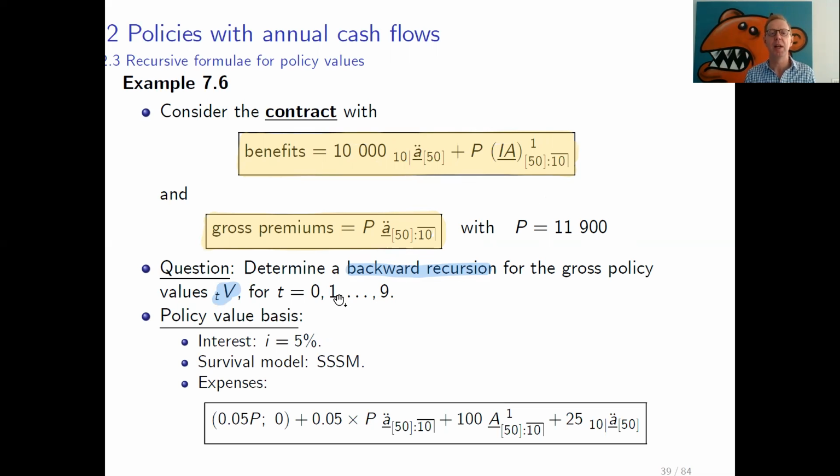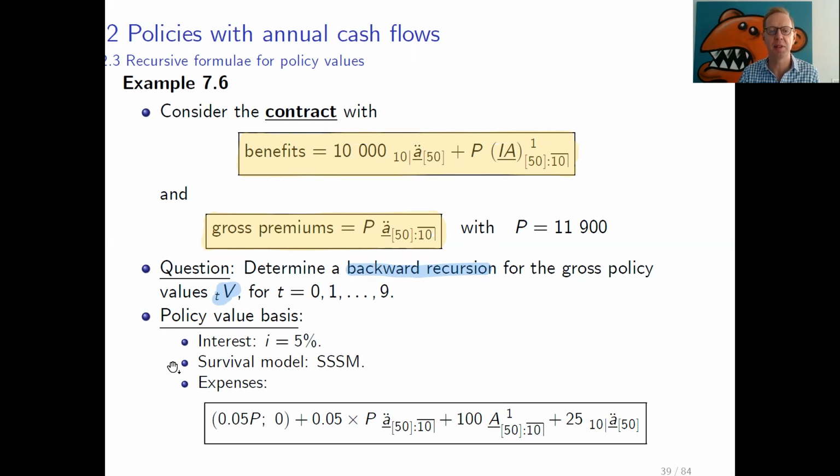The question now is, let us determine the backward recursion for the gross policy value Vt. The difference with the previous exercise, there we looked at the net policy value, now we look at the gross policy value. We have to assume a policy value basis, so we assume that the interest is 5%.